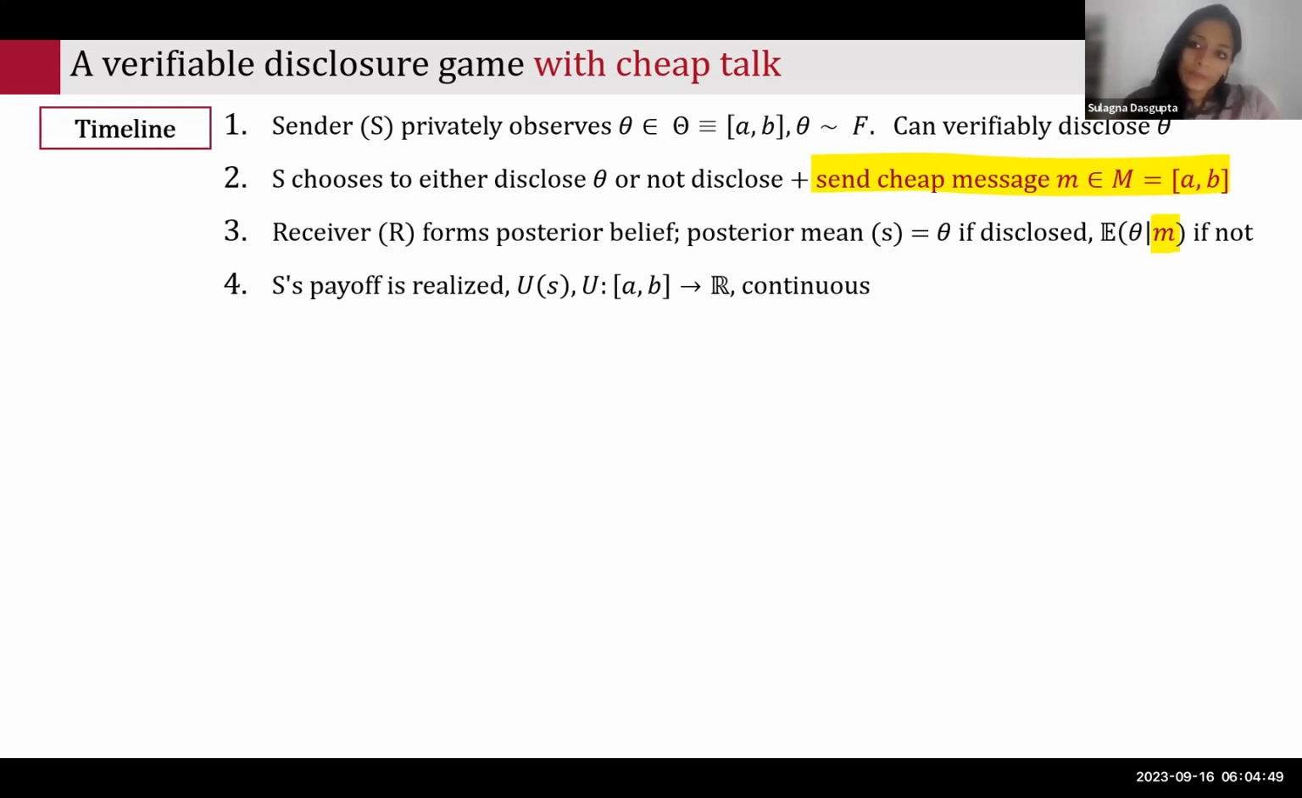So in equilibrium, and we are going to focus on PBEs, the receiver forms a posterior belief about the state. Posterior mean is the only thing that's relevant, as I said, which we denote by small s. And that would be based on the sender's disclosure plus cheap talk messages sent, if any, in equilibrium, which we denote by M, as highlighted.